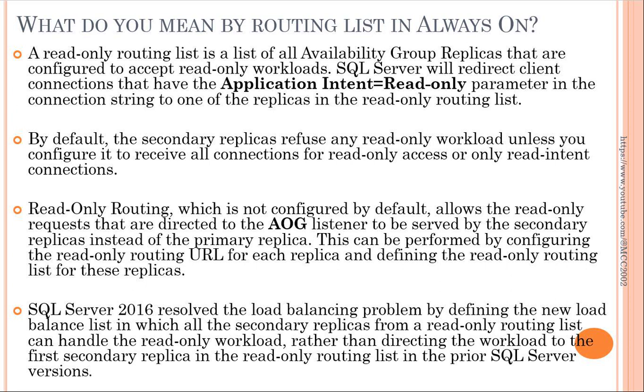Hello guys, so the next question is about Always On. What do you mean by routing list in Always On? Okay, routing list means read-only connections routing to the secondary or replica server. So how can you route that connection?